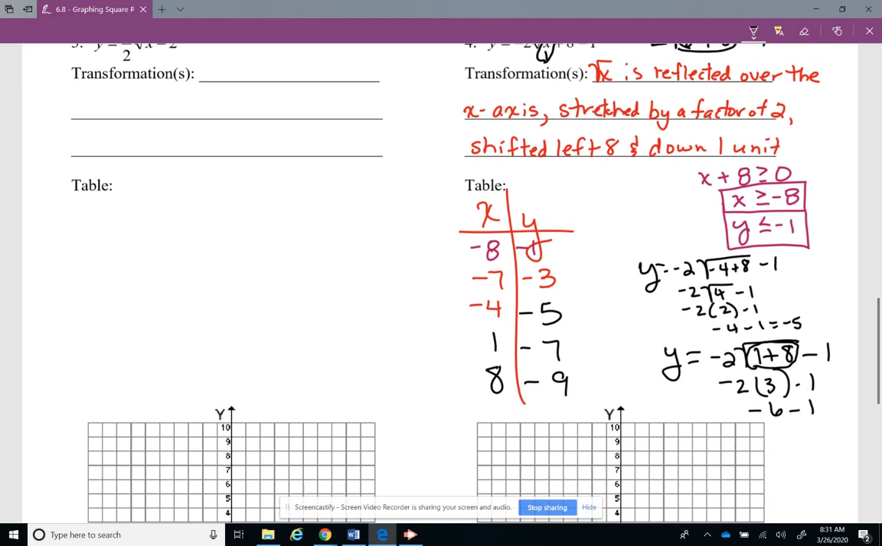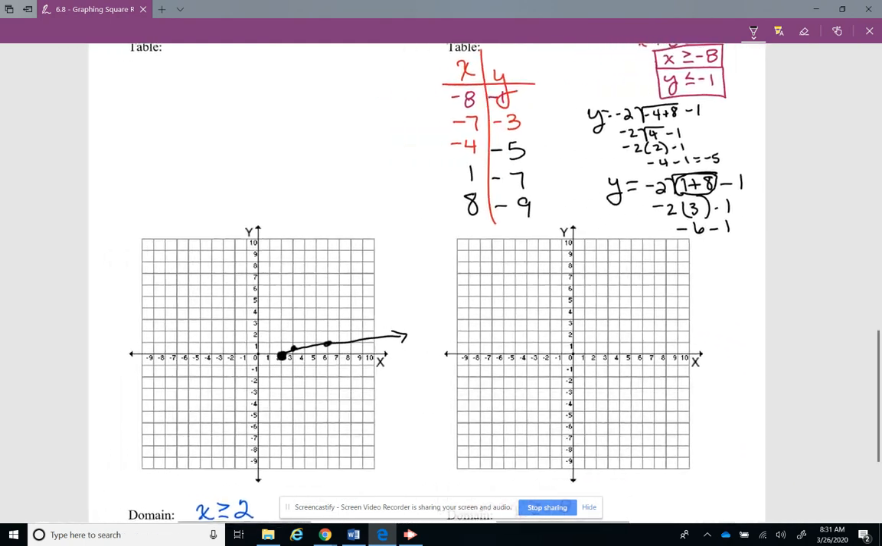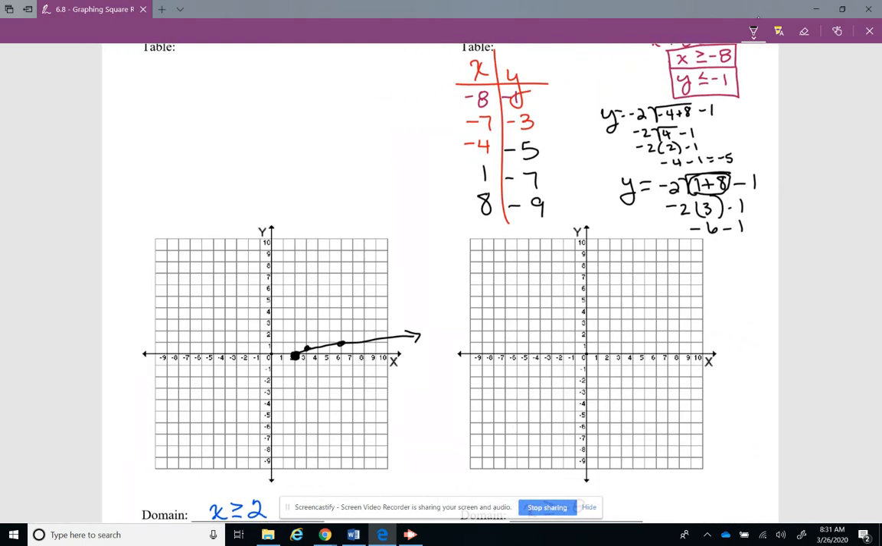Okay, I have my 5 points that I wanted. All right, so let's graph them. So (-8, -1), (-7, -3), (-4, -5), (1, -7), and (8, -9).